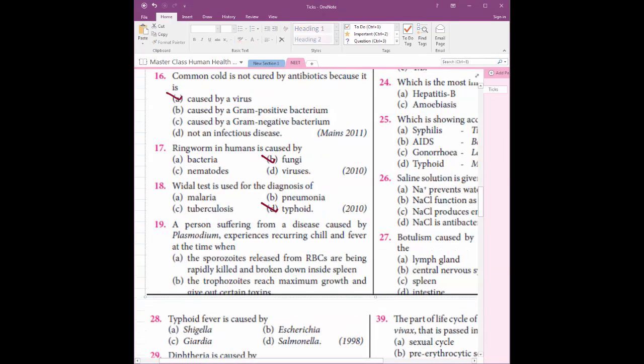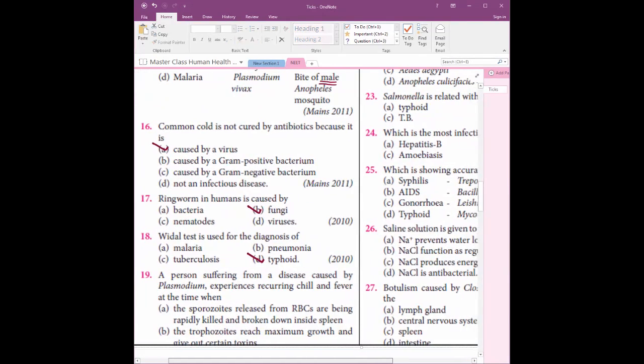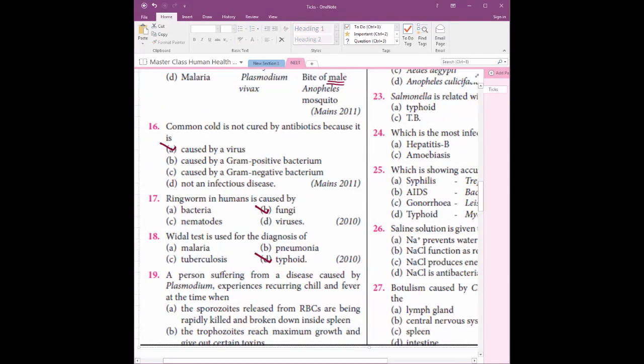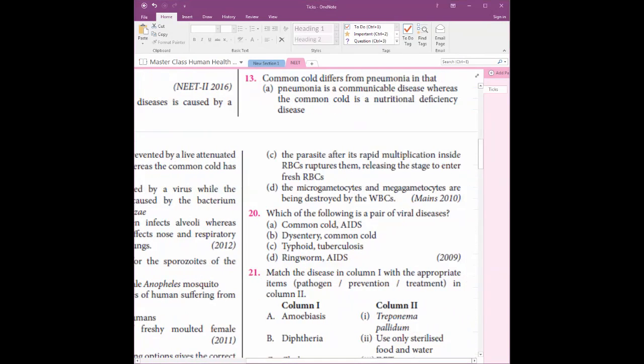A person suffering from a disease caused by Plasmodium experiences recurring chills and fever at the time... Okay, so guys, just read the first two and then I will show you the other two. Can anybody tell me? Yes, guys, anyone, quickly. Very simple, guys. I told you, when are you going to experience those chills? The chills and rigors, fever. Yes, very nice. Now everybody is giving me the right answer.